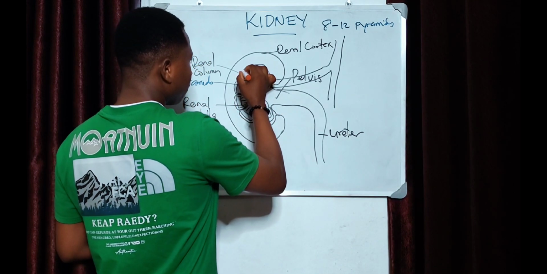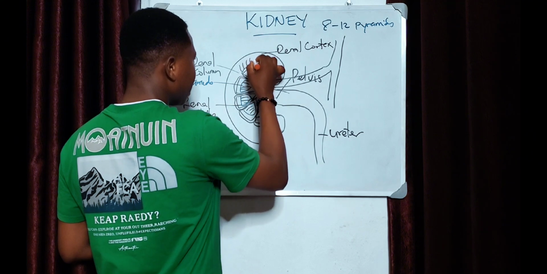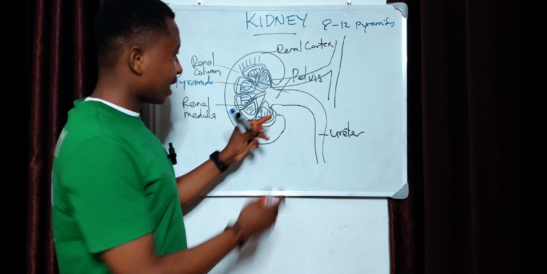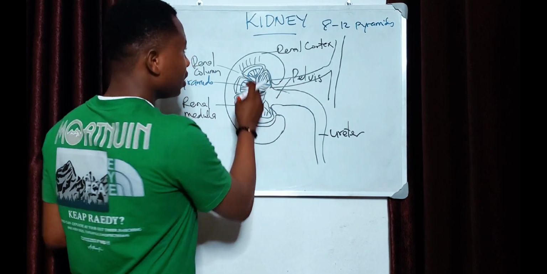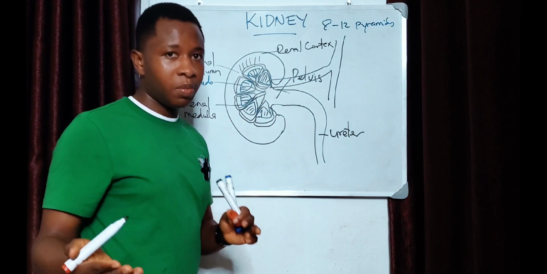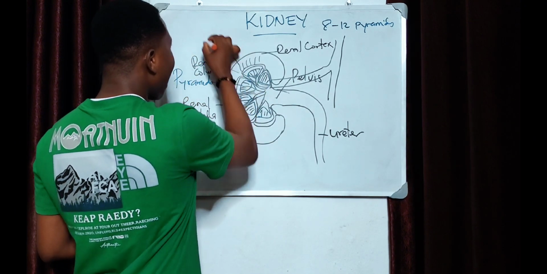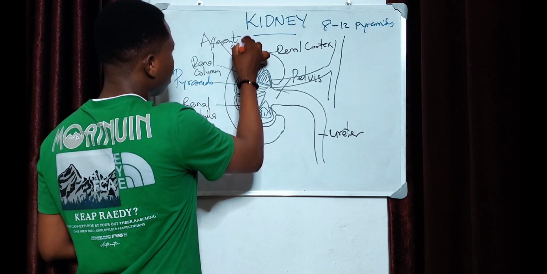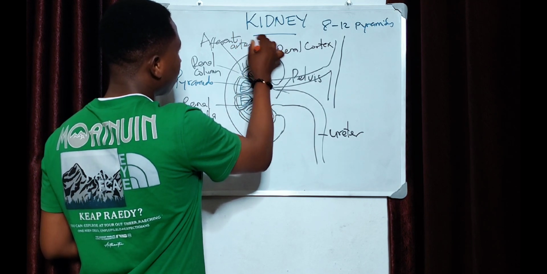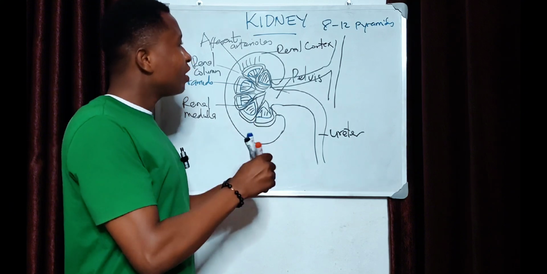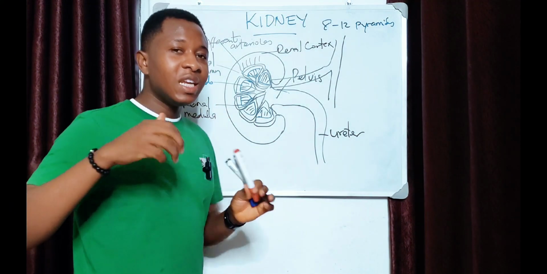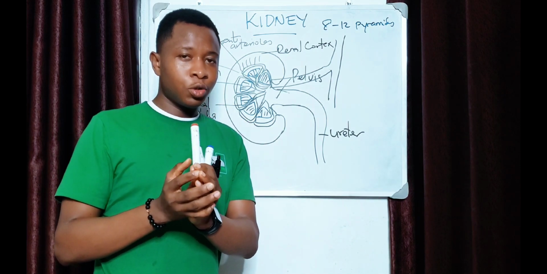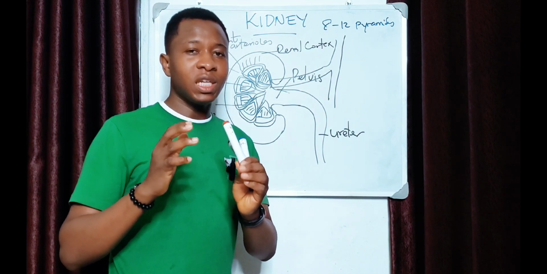Now, there are other extension blood vessels connected to the renal artery that entered the kidney. Now, these are not called arteries anymore. They are called the afferent arterioles. Now, this is the point that starts the nephron. This is the point that starts the glomerulus. Okay, so in my next video, I'll be talking about the nephron.